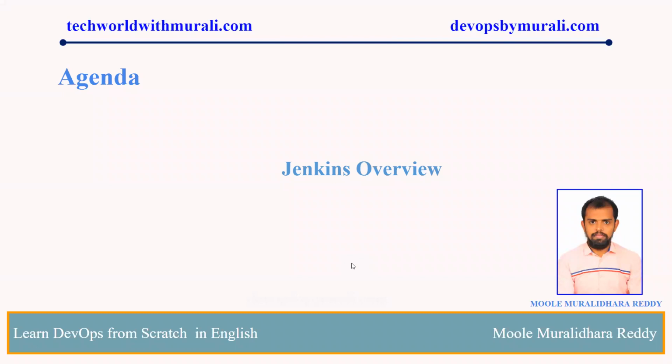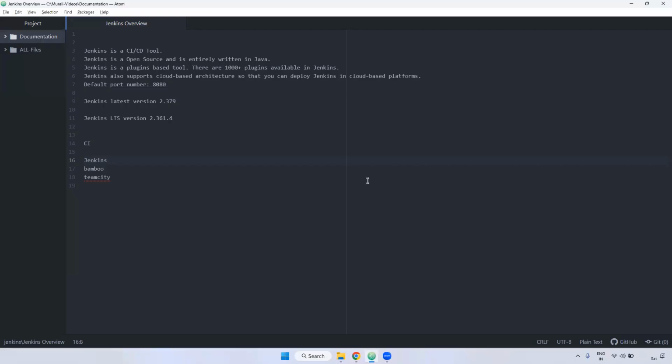In this video, we are going to discuss Jenkins Overview. Okay, let's see the overview. First one, what is Jenkins? Jenkins is open source. Okay, it is written in Java, and Jenkins is a CI/CD tool, a continuous integration, continuous delivery tool.